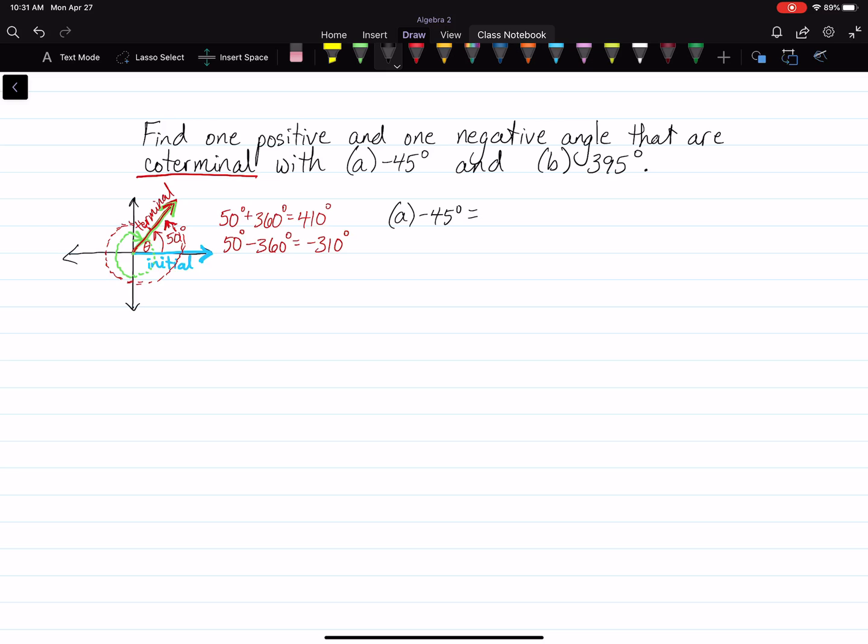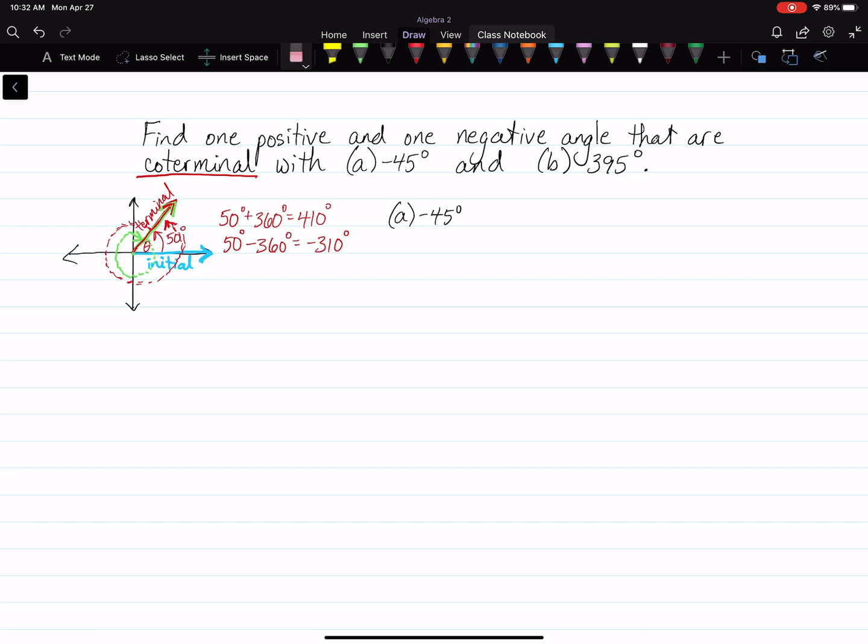So to do our problems over here, A is negative 45 degrees. And notice the problem says to find one positive and one negative angle that are coterminal. So you don't have to just add 360 or subtract 360 once. If you need to do it twice, you can do it twice. If you need to do it 3 times, you can do it 3 times. You can add 360 or subtract 360 as many times as you need to get the answer that you're looking for, okay? In this case, we want one positive and one negative.